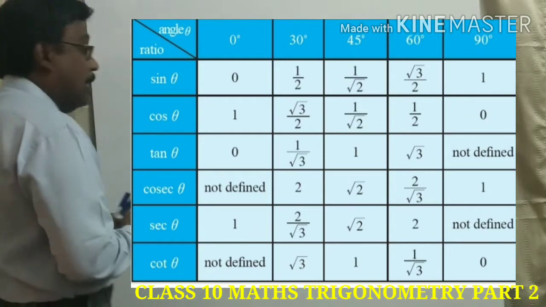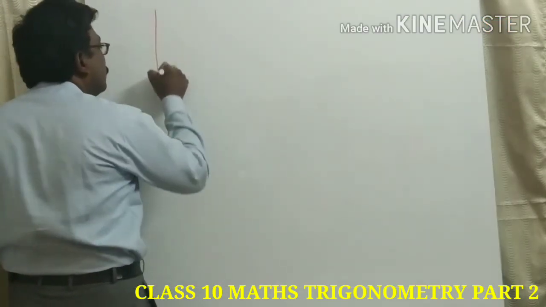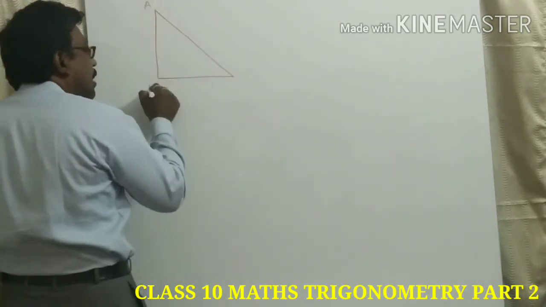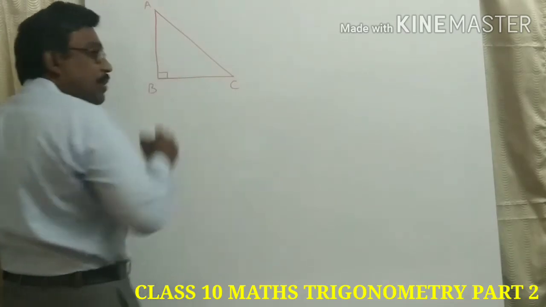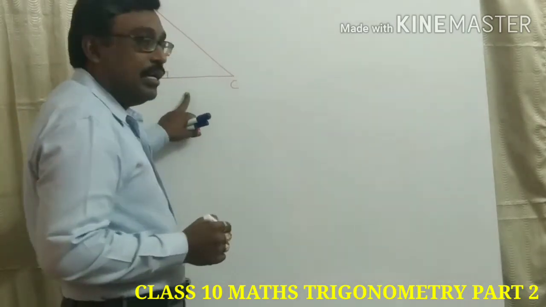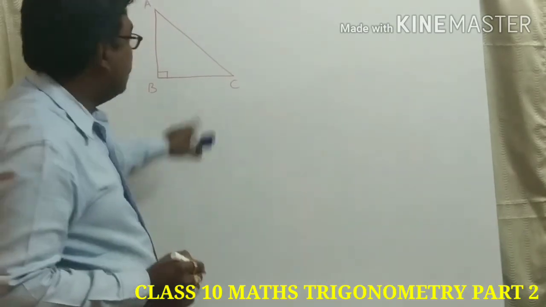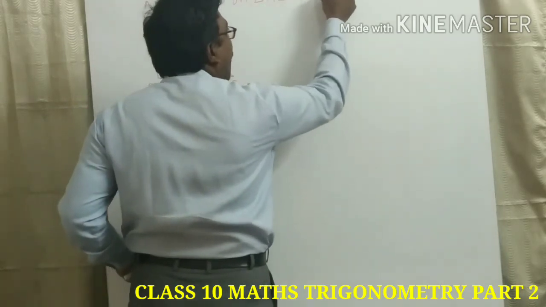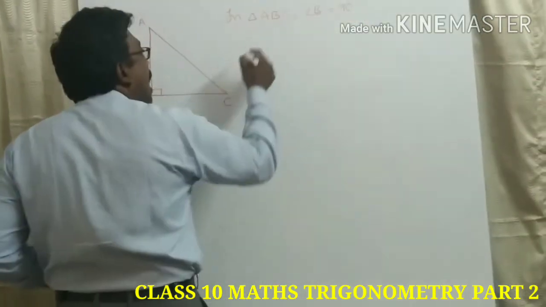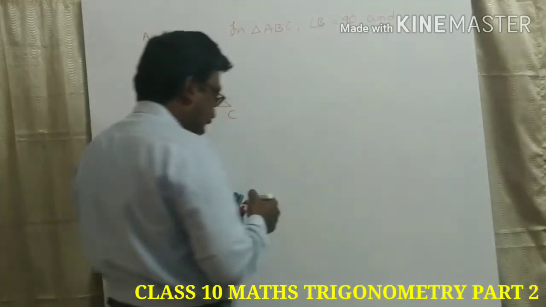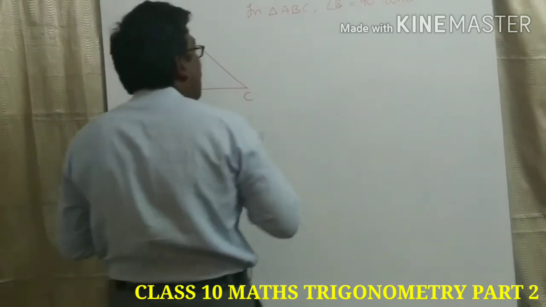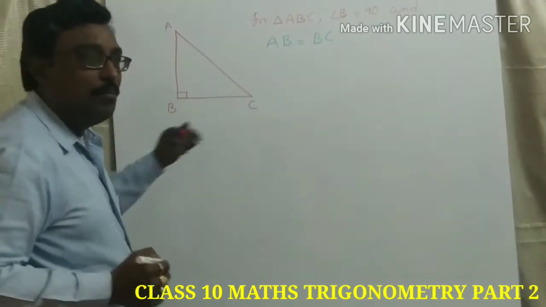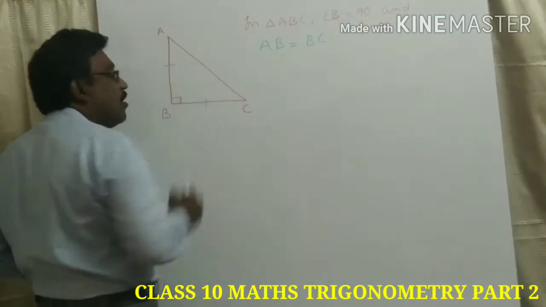Okay, now we'll discuss 45 degrees. I am taking a right angle triangle. Suppose in triangle ABC, angle B is equal to 90 degrees. And one more condition I am taking, that is AB is equal to BC. These two sides are equal.